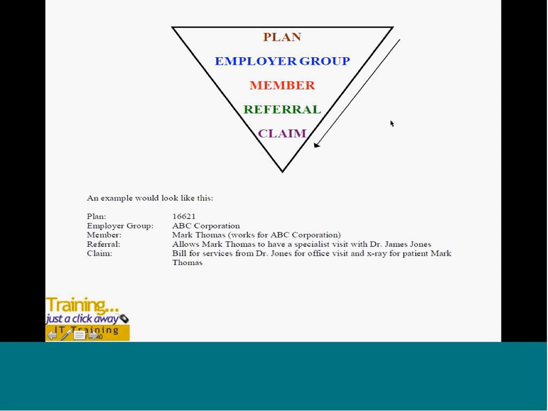Now, in each, what happens is, let's look at the example at the bottom. 621, ABC Corporation, entity with McDonald's. My name is Mark. I have been referred to see a specialist, and I go visit the doctor for an X-ray or an office visit. A claim. The doctor has a claim for me. I visit him, I got cured, and now he wants the payment for the services he did. Now, the typical flow of information in a healthcare company.